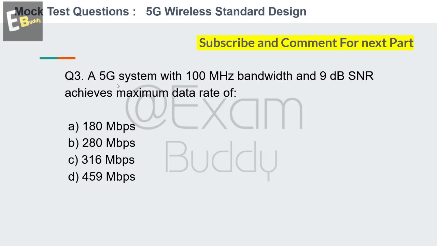A 5G system with 100 megahertz bandwidth and 9 dB SNR achieves a maximum data rate of, so these are the options: 180 Mbps, 280 Mbps, 316 Mbps, 459 Mbps. So your time starts now. And the answer is C, 316 Mbps. Now let's go to our question number 4.